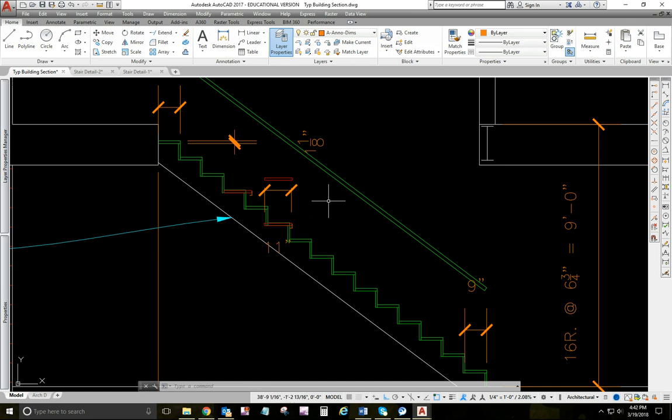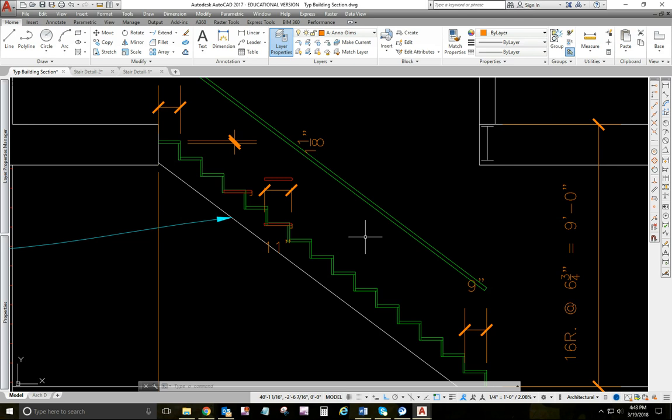In this example here, it's using a riser height of 6.75 inches. So that means the number of risers that I have is 16 risers. The number of treads is always one less than the number of risers based on our type of design that we're working with. So my number of treads is 15.